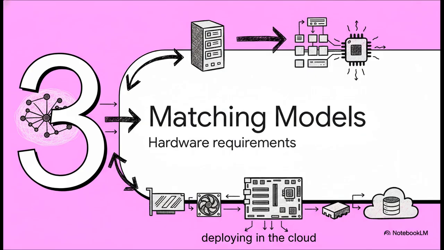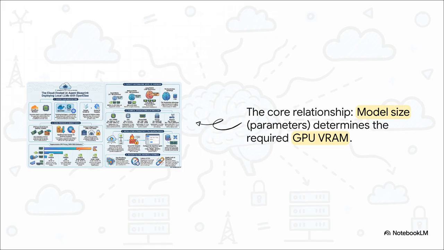Okay, now for what is arguably the most critical part of the whole technical plan: matching your model to the right machine. This is so important because the model you choose literally dictates the hardware you're going to need. And here is the one fundamental equation you have to remember. The size of the model, which we measure in parameters, directly determines how much GPU video memory, or VRAM, you're going to need. It's a straight line. A 7 billion parameter model and a 70 billion parameter model are completely different animals, and their VRAM needs are worlds apart. It's simple. More parameters means you need more VRAM.